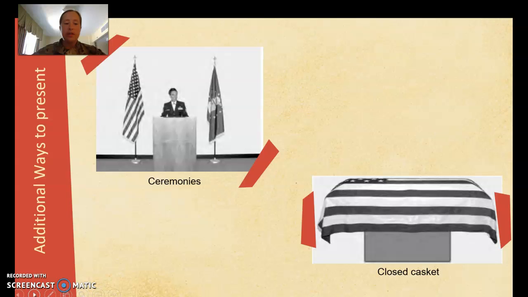Some additional ways to present the flag is in my home unit. This is how we mainly present the colors. It is always, once again, displayed on the left, and then the other flag will be on the right, and the presenter will always be centered in the center.